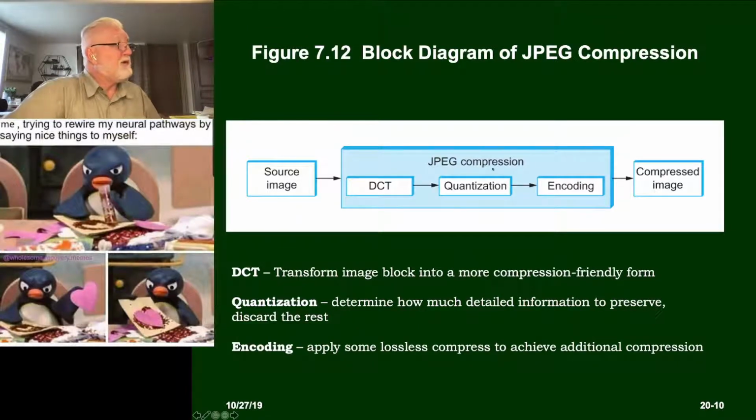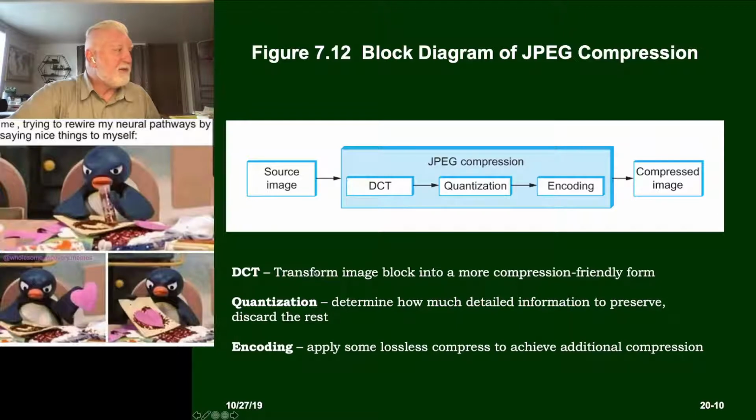And what we do in the process of JPEG compression is a thing called discrete cosine transformation, and we'll talk a little bit about it. This stuff is really grungy. Then we do a process called quantization. When we're done, we have an image that we can then encode, and that's our compressed image. We obviously reverse the process on the other side.